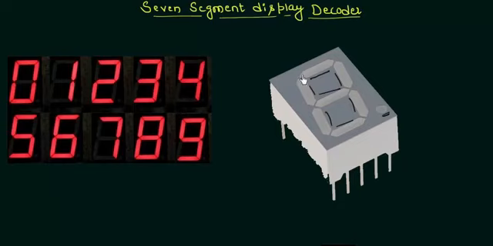For this I have to illuminate these two segments, and one more thing we do is give each segment a name. Let's say it is A, B, C, D, E, F, and the middle one is G. So to display 1 using this display, we have to make B and C high.